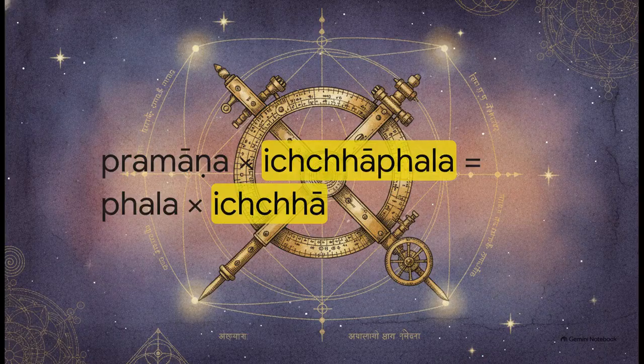And here is the ultimate payoff, the final calculation. Because these ratios are perfectly proportional, we can cross-multiply them. The measure, multiplied by the fruit of desire, equals the fruit multiplied by the desire. Pramana times ichaphala equals phala times icha. It balances flawlessly. By dividing the product of the known fruit and your desire by the initial measure, you unlock the unknown, exactly as Aryabhata instructed a millennium and a half ago.